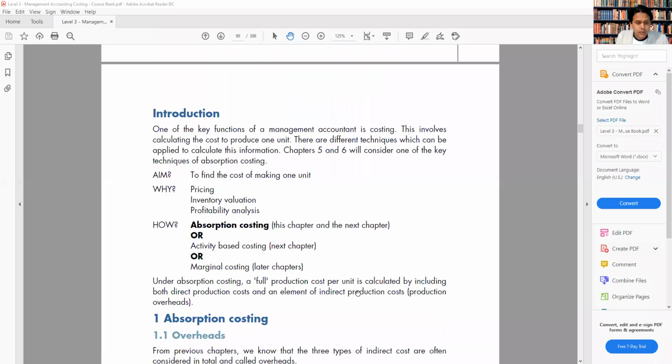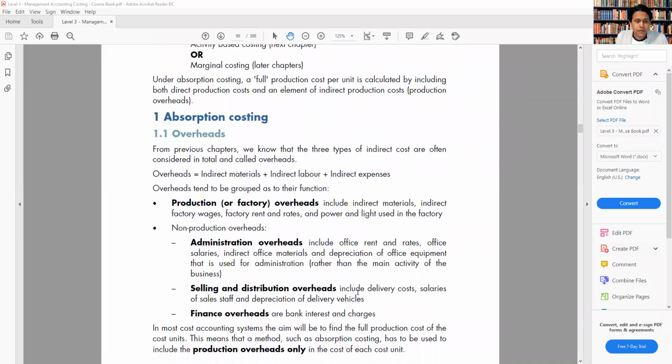The first thing we'll see here is a few definitions. What is absorption costing? We will learn more about absorption costing later because we have a complete chapter on it. There are also some definitions of overhead, but the main thing we are looking for in this chapter is allocation and apportionment. We have to know how exactly we allocate the overhead.